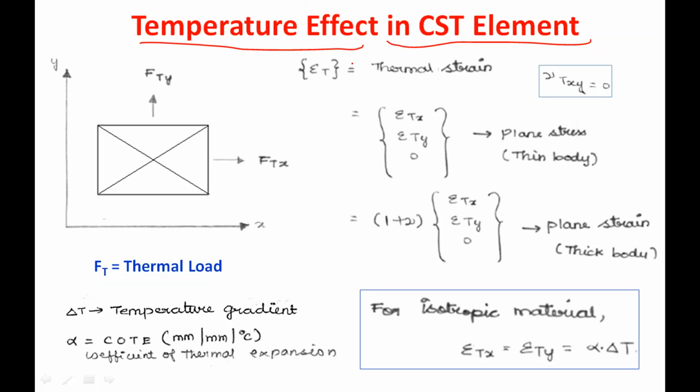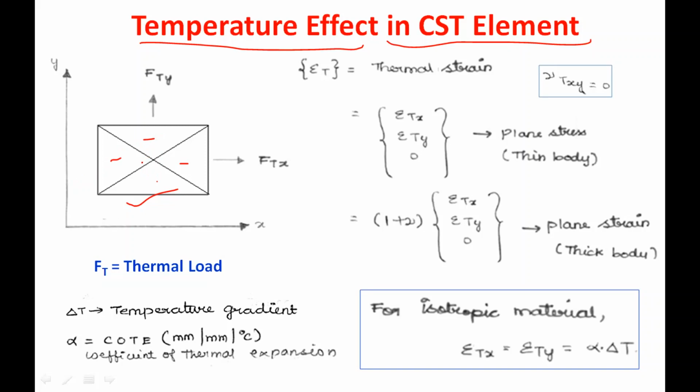How to incorporate that thermal load or temperature effect in the CST element, that we will see now. A rectangular plate is shown here, which is discretized by a number of triangular elements. 4 triangular elements are used. Suppose this plate is subjected to a temperature rise, then because of the boundary or supporting condition, if this thermal expansion is constrained, then there will be a thermal stress developed.